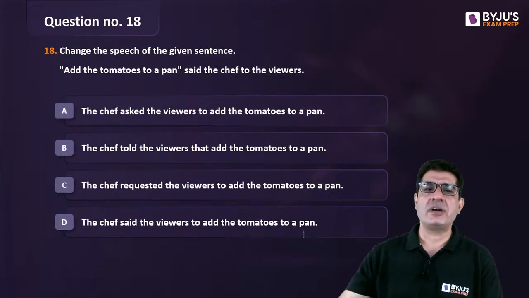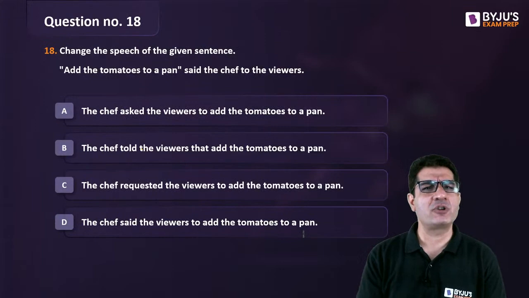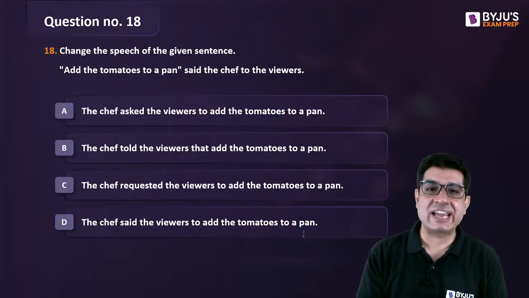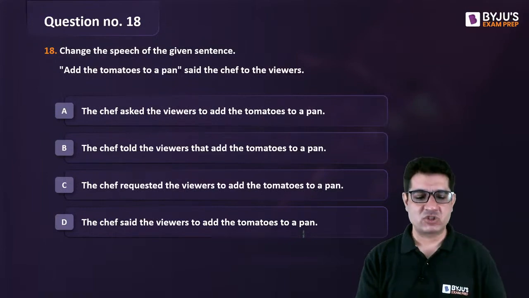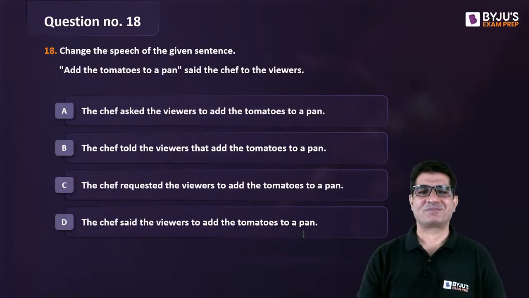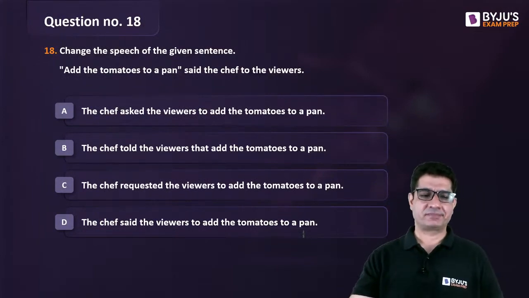Here is question number 18th. Now this time around, the sentence that is given to you is in direct speech. You're supposed to convert it into indirect speech now. So let's see. So indirect speech is where you remove the quote marks.